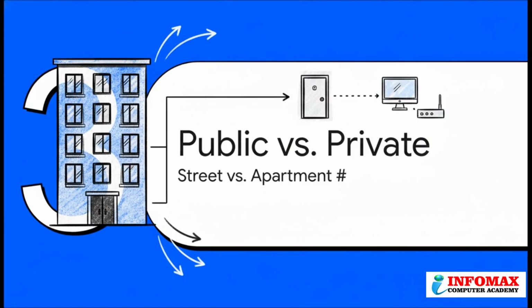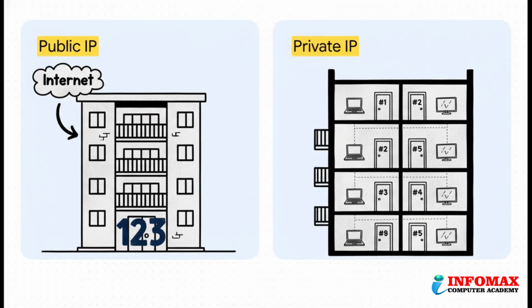It's like the difference between your apartment building's main street address and your actual apartment number. See, your public IP, that's the one single address the rest of the world sees. Your internet service provider, your Comcast or Verizon, they're the ones who give it to you. Now your private IPs, that's a different story. Those are all the internal addresses your Wi-Fi router hands out to your laptop, your phone, your smart TV, all that stuff. They only work inside your own little local network.